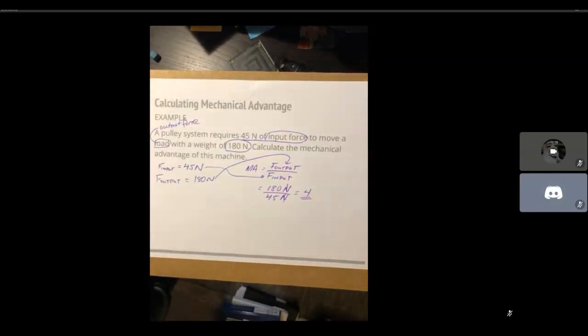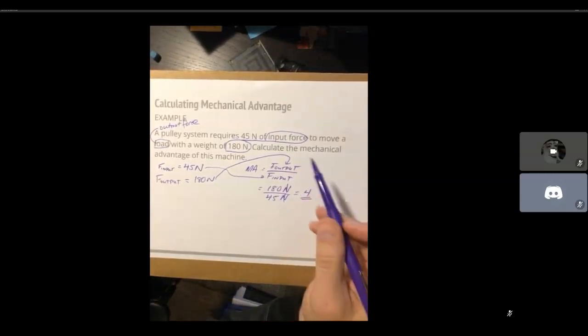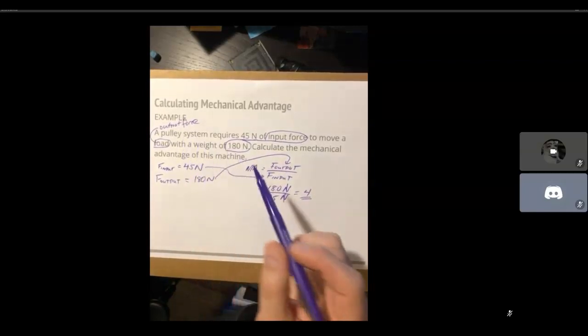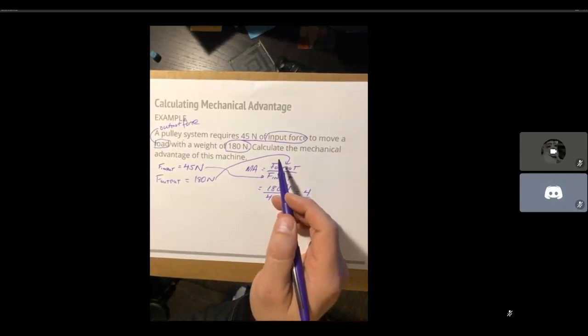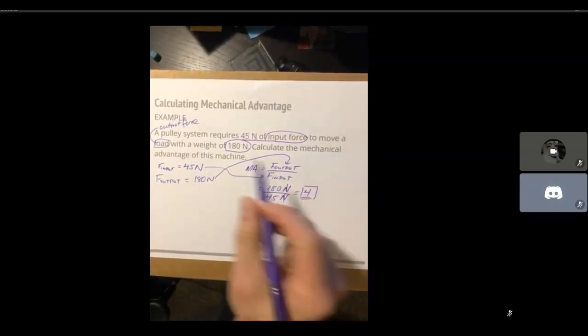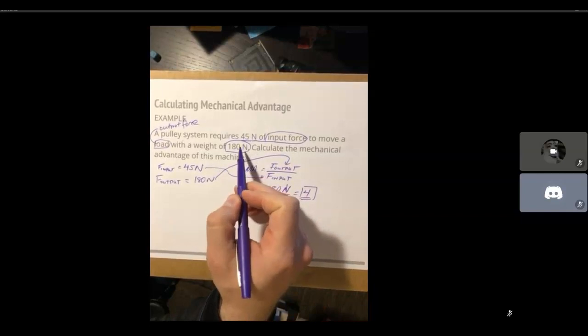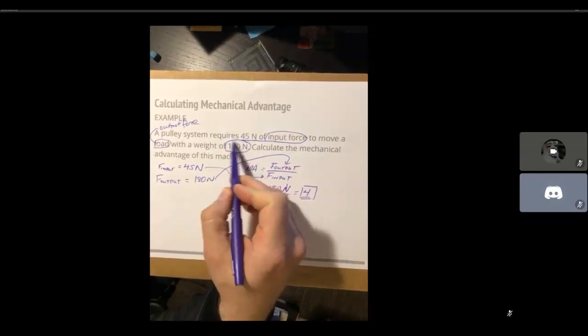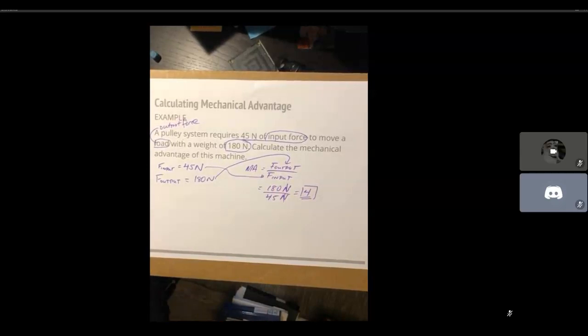So what this is saying, this mechanical advantage that we have here, is that the pulley system that we're using is multiplying the force that we are applying by 4. So if we apply 45 newtons, it's going to multiply the force by 4 and bring us up to 180 newtons. So if I'm only able to exert 45 newtons of force and I have to lift a weight of 180 newtons, I can do it using this pulley because it multiplies my effort by 4. I hope that makes sense to you and how that works.